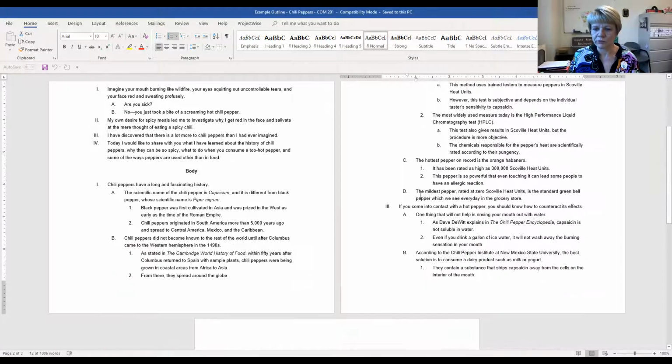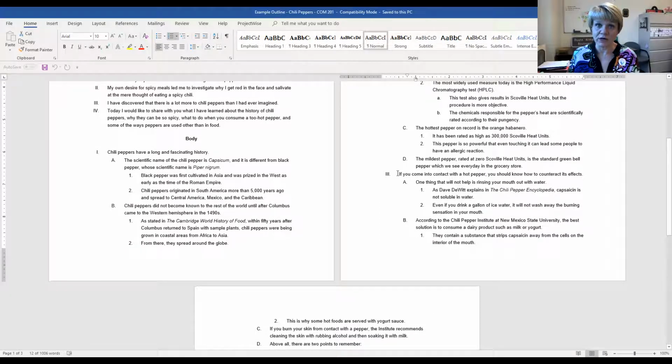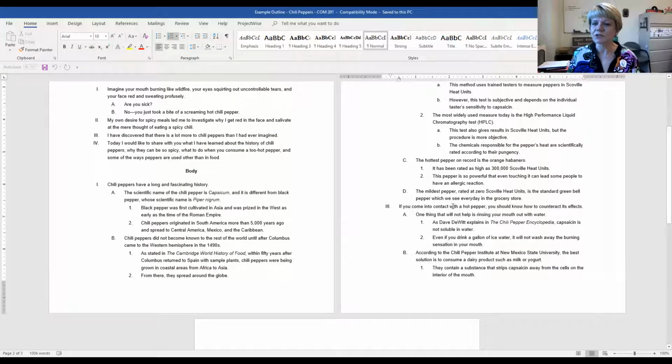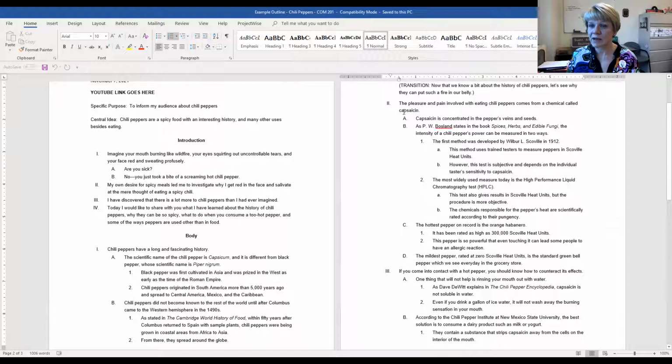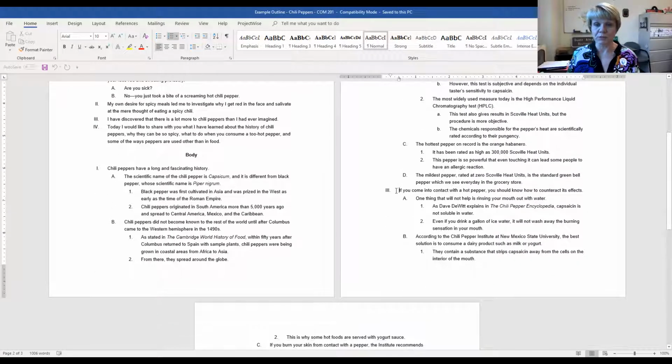So our main point number 3, about what happens if you get in touch with the spicy reactive agent from a spicy pepper, is that you should know how to counteract its effects. Now, notice in this case, we really didn't put a transition between main point 2 and main point 3. That's because these main points are kind of related. One is about why they're spicy. The second one is what you should do if you come into contact with a hot pepper and the spiciness. So in that case, we didn't really need a transition to take us from one point to the other.